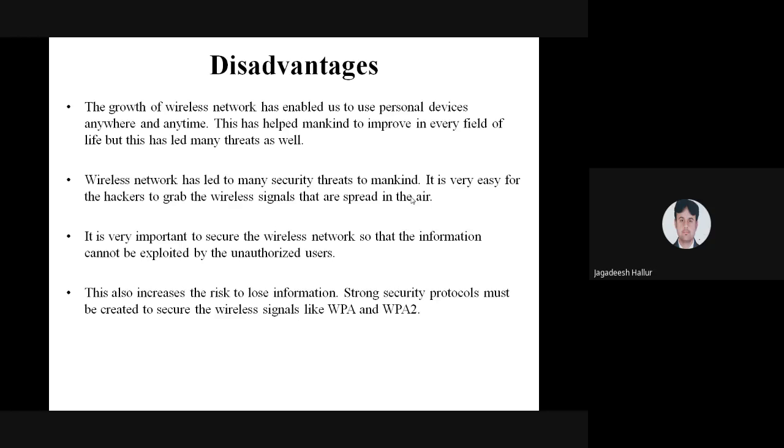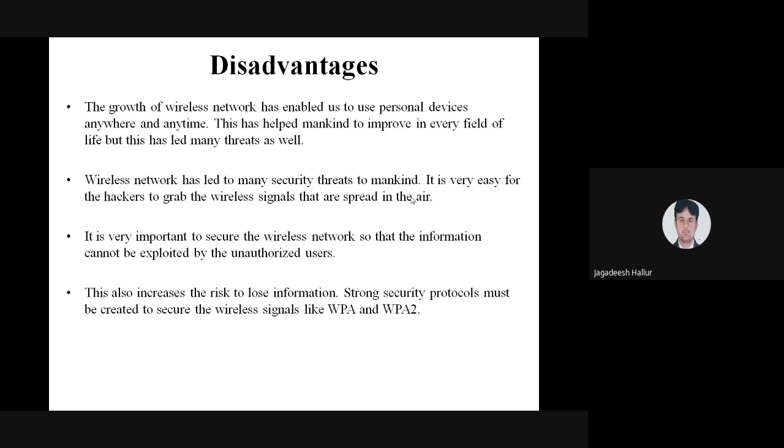Wireless networks have led to many security threats for mankind. Many security measures have been installed, but we don't put any thought into this, and anyone can make us lose our information. So that is a security threat. It is very easy for hackers to grab the wireless signals that are spread in the air. Some hackers hack a particular account balance, a particular balance of a bank, and they steal it. Money gets stolen from many banks. That is only because hackers are there to get the particular information. So don't give any information to anyone if you get a call. This is one of the disadvantages.